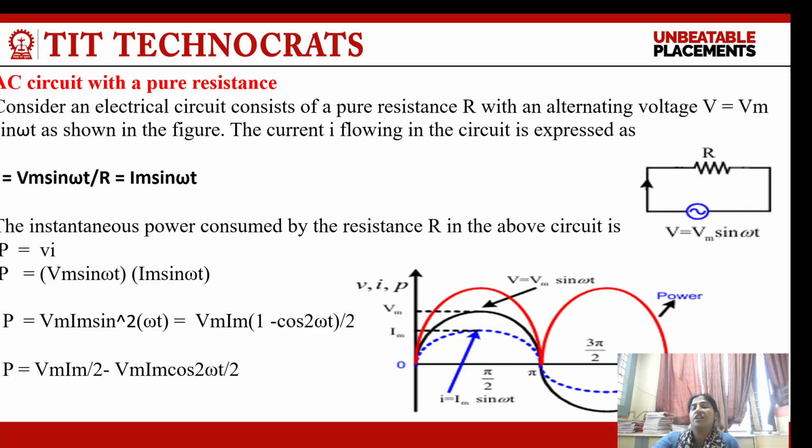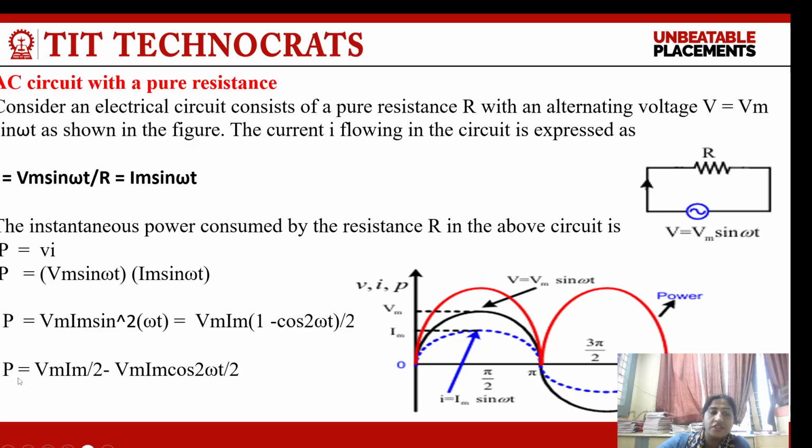Now what is power? Power is nothing but the product of the instantaneous voltage and instantaneous current, which is the instantaneous power. So if we multiply, we get this, and after solving we get Vm Im by 2 minus Vm Im cos 2 omega t by 2, and we know over a cycle the value of this component is 0, so we get the average value of power as Vm Im by 2.